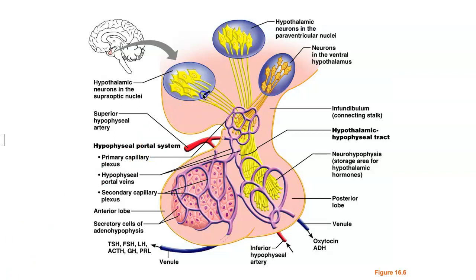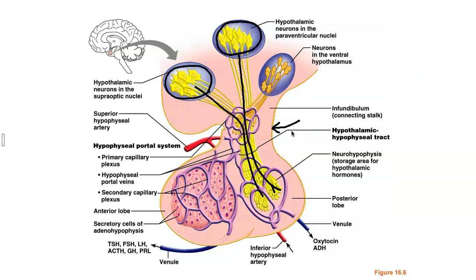There are two groups of neurons in the hypothalamus, the supraoptic nucleus and the paraventricular nucleus. A nucleus in this sense just means a collection of neuron cell bodies within the central nervous system. And those groups of neurons have axons that extend into the posterior pituitary, or the neurohypophysis. The axons of those neurons are contained within this stalk called the infundibulum that connects the pituitary gland to the hypothalamus.